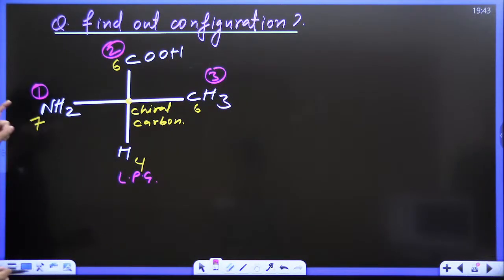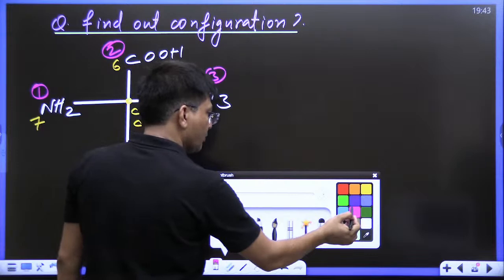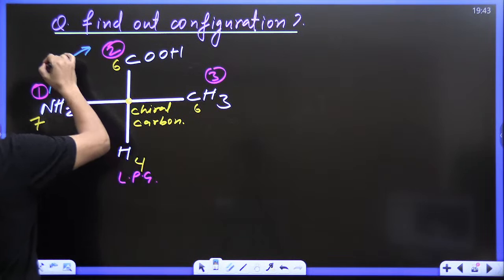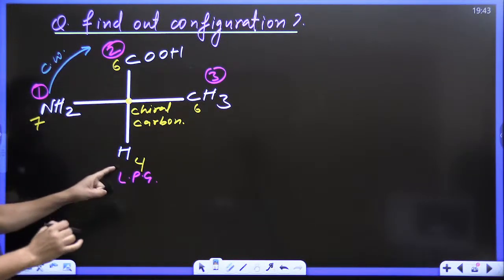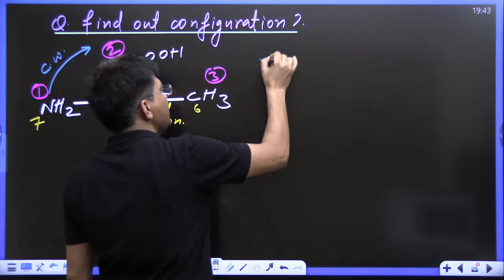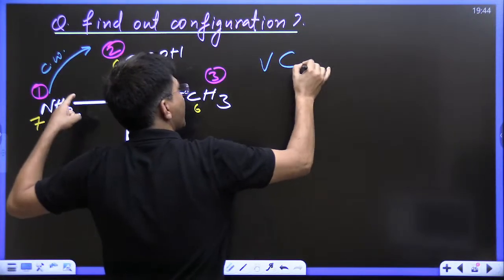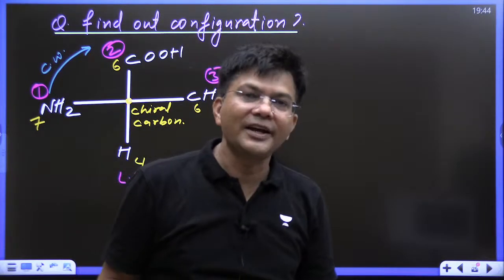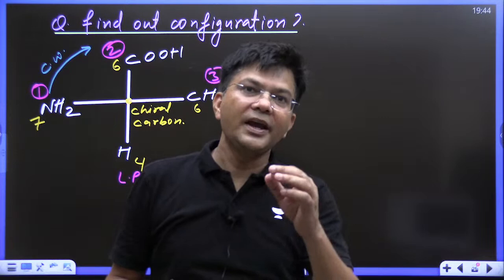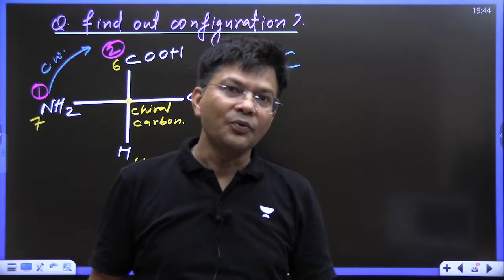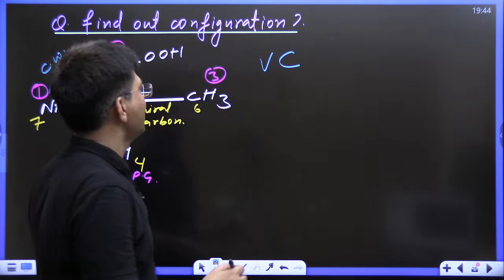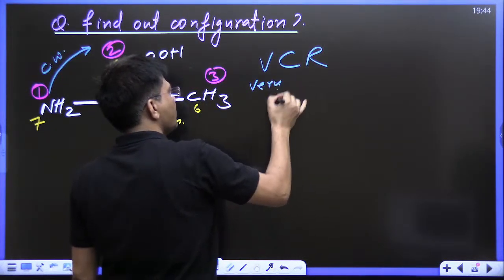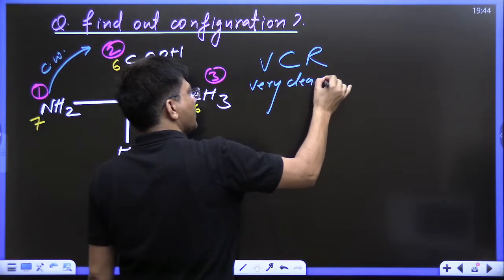Now, when we move the arrow, the arrow will move 1 to 2, in which direction? This is your clockwise direction, and the LPG is on the vertical line. So the arrow is going clockwise. VC, just complete VC. What should I write? Very clear road. The code for this was very clear road.